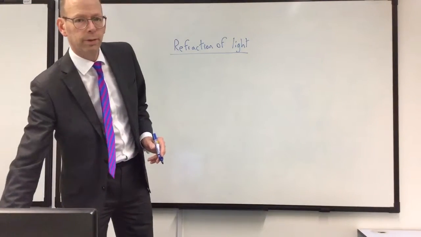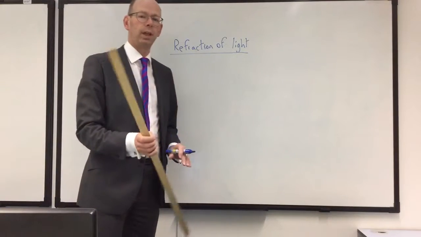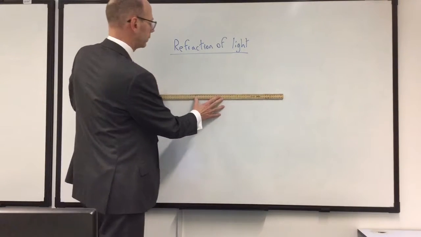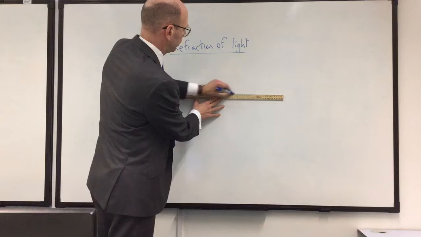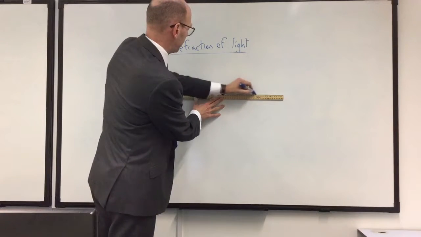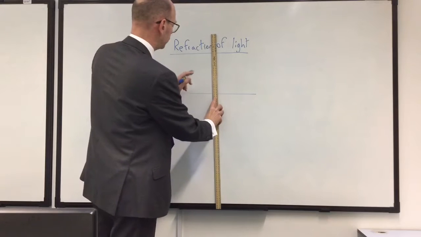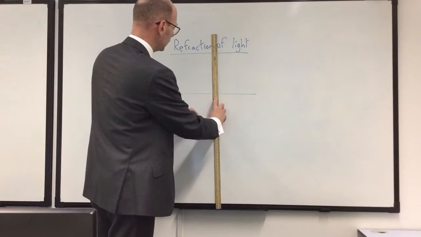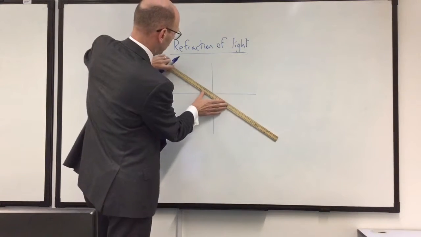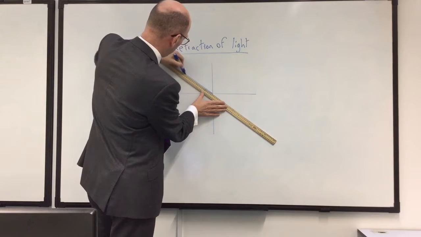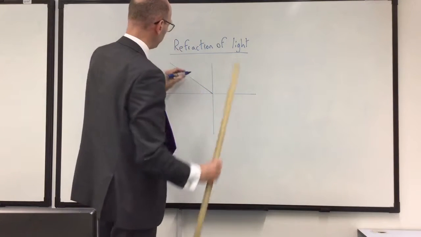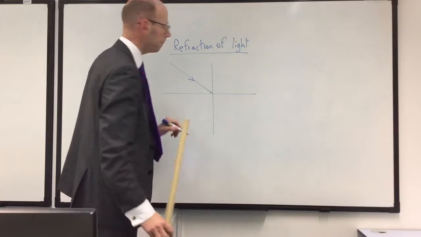So we're going to have a think about the behaviour of light when it travels from one material to another. And in this case, to keep it simple, we're just going to imagine that light travels from air into glass. So I've got a light ray which I'm firing in this direction here.